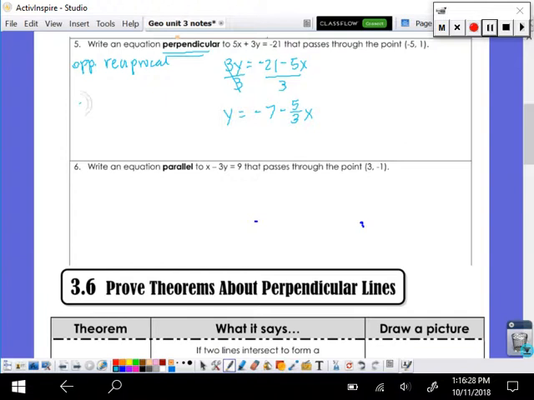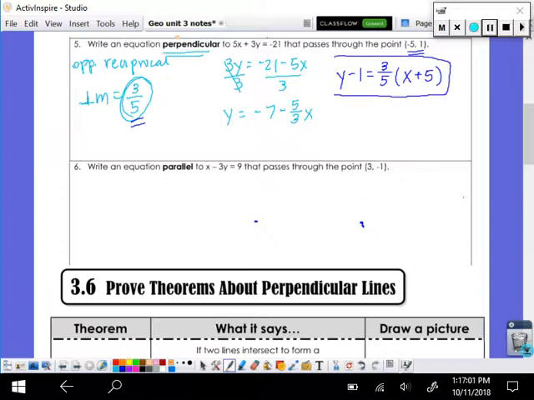So my opposite reciprocal slope, or I'm going to say the perpendicular slope, needs to be opposite of that, so it'll be positive in the reciprocal. So 3/5. That is my new slope. And I'm going to write this in point slope form since I have a point and I have a slope. So y minus y1 equals slope times x minus a negative 5. And there is my point slope form.